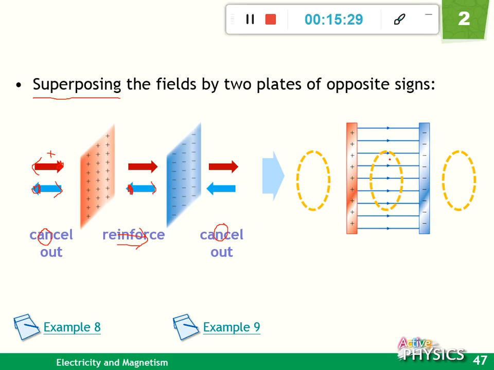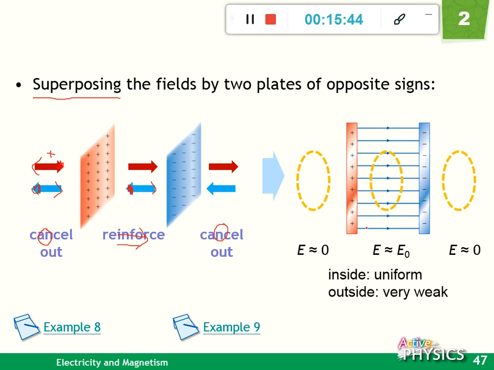This one is the special case for the parallel plates. Outside the parallel plates, there is no electric field. Okay, but between them it will be a greater one. This one, inside uniform, outside very weak.